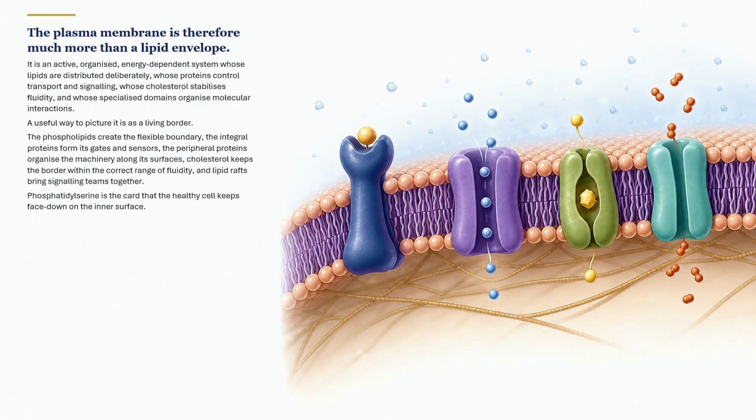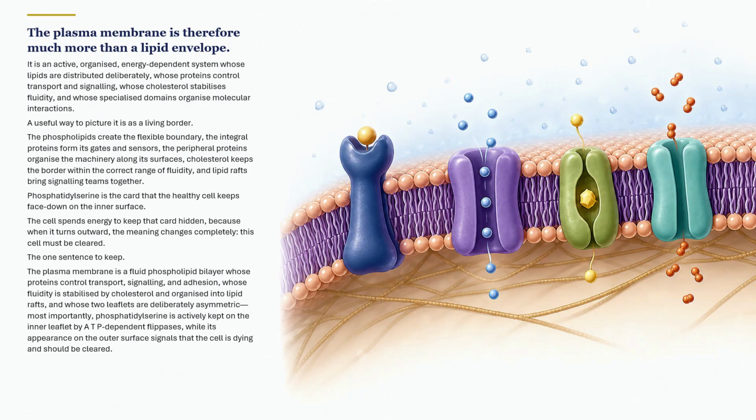Phosphatidylserine is the card that the healthy cell keeps face down on the inner surface. The cell spends energy to keep that card hidden, because when it turns outward, the meaning changes completely. This cell must be cleared. The one sentence to keep.